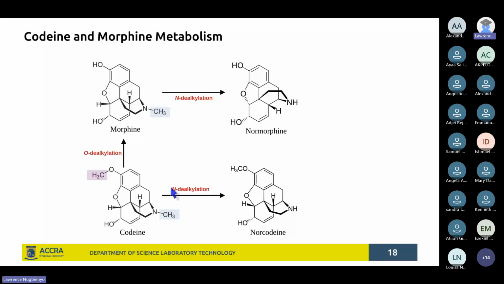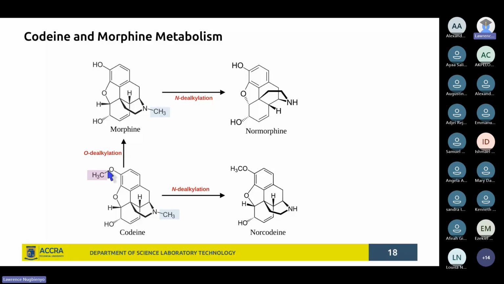So that is a process of N-dealkylation, also a phase 1 reaction. From codeine to morphine, going up, there's a methyl group on this oxygen. So here you have the process of O-dealkylation. You see the difference? N-dealkylation means the methyl group is removed from nitrogen, but O-dealkylation means the methyl group is removed from oxygen, because the methyl group is bound there on that oxygen atom.